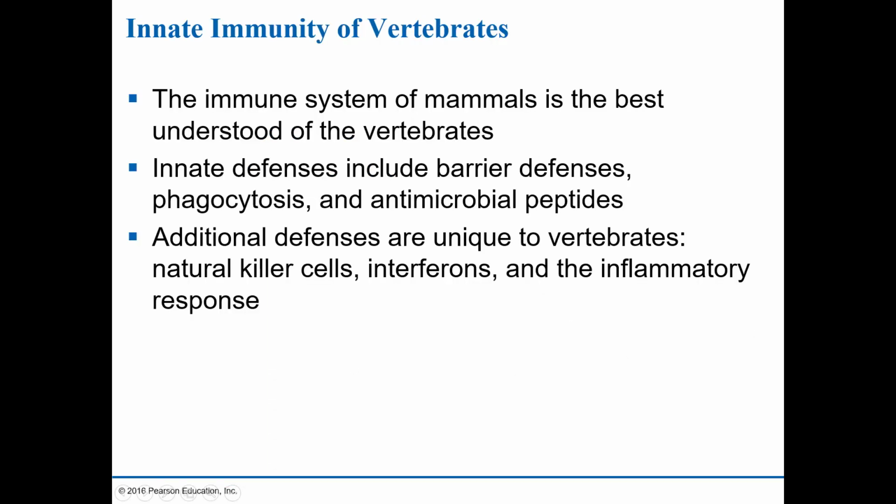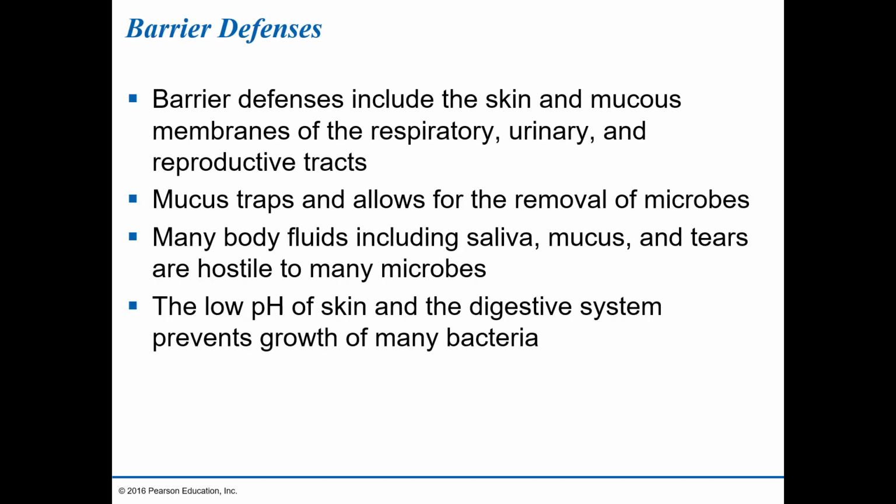The immune system of mammals is the best understood of the vertebrates, mainly probably because it is the most often studied. Our innate defenses include barrier defenses like our skin, phagocytosis like we just looked at, and antimicrobial peptides. Additional defenses that are unique to vertebrates would be natural killer cells, these things called interferons that we'll talk about a little bit, and then the inflammatory response.